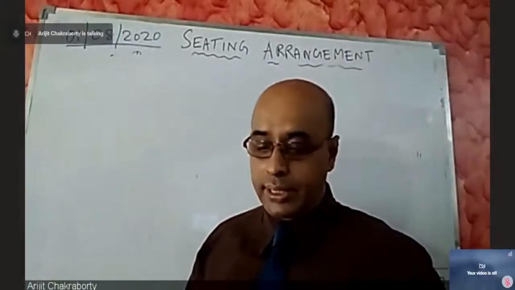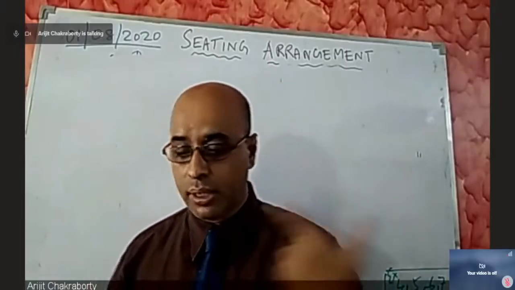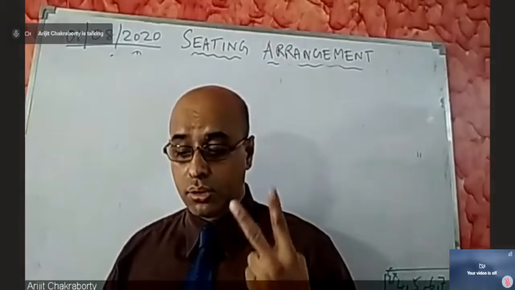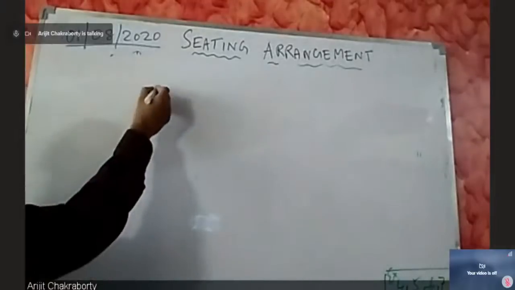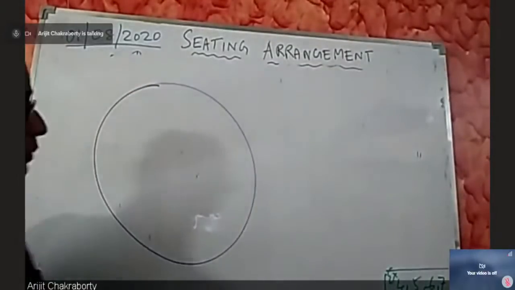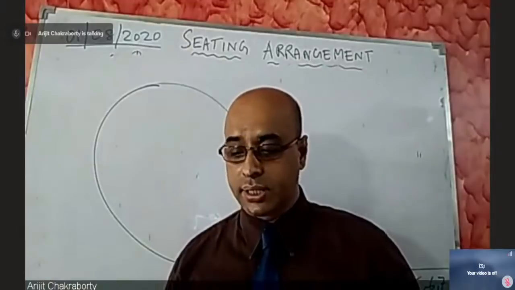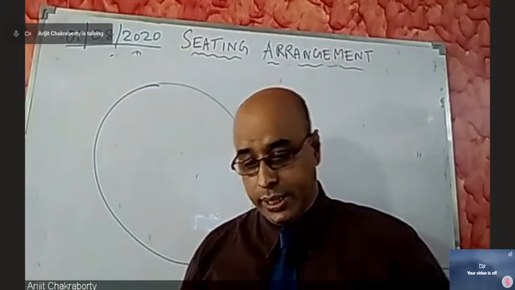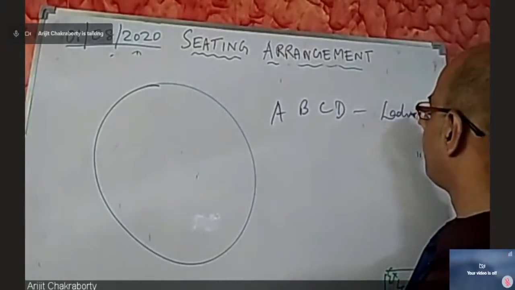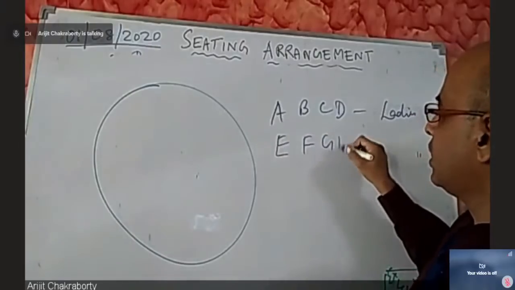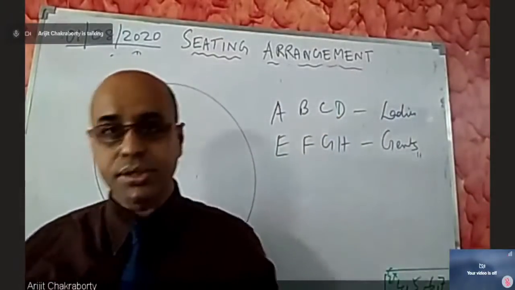The condition number 1 is: A, B, C, D are ladies and E, F, G, H are 4 gents. They are sitting around the table. No 2 ladies or no 2 gentlemen are sitting side by side. Okay, so let us draw a circle and see. People are sitting around a circle and the idea is that no 2 ladies or gentlemen are sitting side by side. So you have to make them sit in such a way. So A, B, C, D are the ladies and E, F, G, H are the gents. Very good. Now let us see the question.